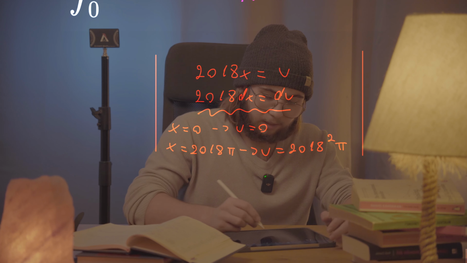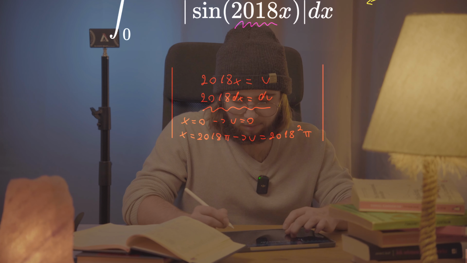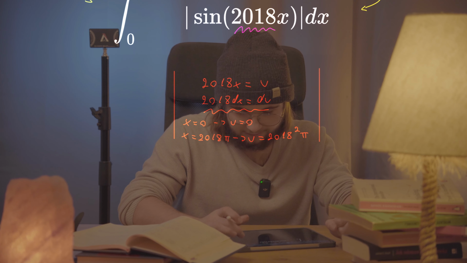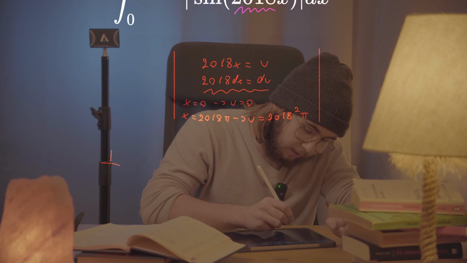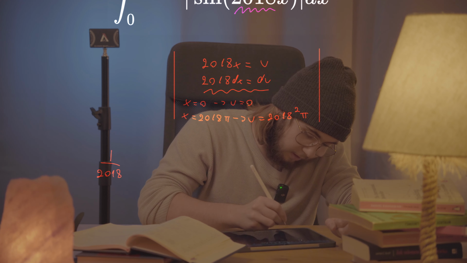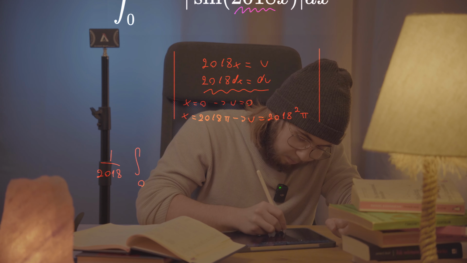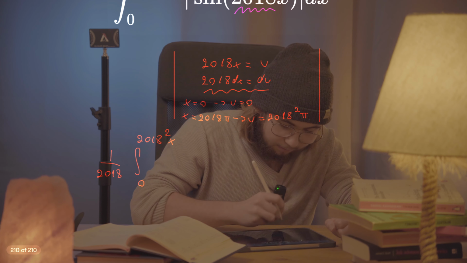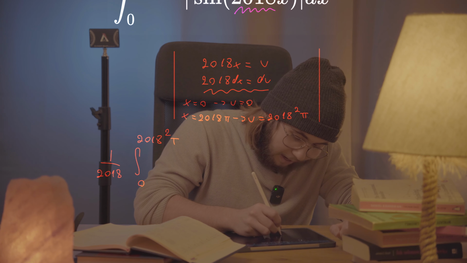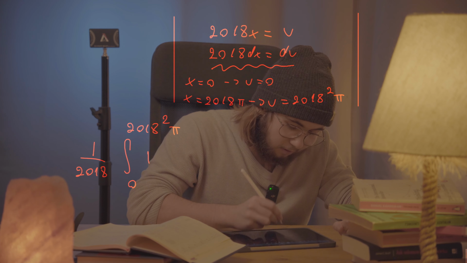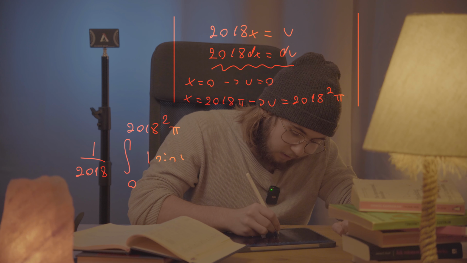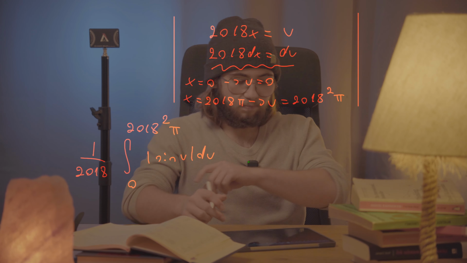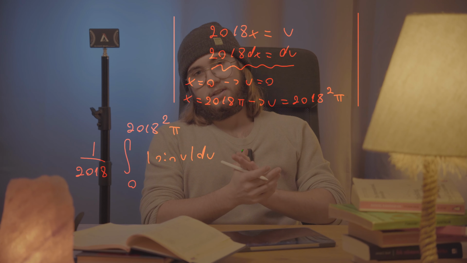So as we're multiplying the dx by 2018, we have to multiply the entire integral by 1 over 2018. It's going to look something like this. So 1 over 2018 times the integral between 0 and 2018 squared times, not times x, times pi, of the sine of u, in the absolute value, du. Okay, so now, absolute value, hate this guy.